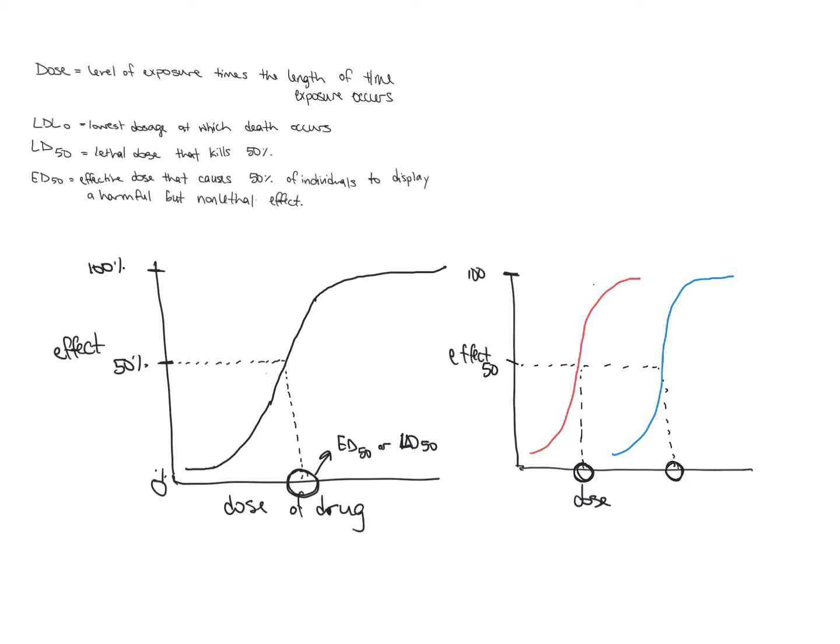So therefore, the red chemical is more harmful and more lethal, right? Because a lower dosage led to a 50% mortality rate, right? So lower dosage leading to the LD50 would make that chemical more harmful, and then the blue would be less harmful.